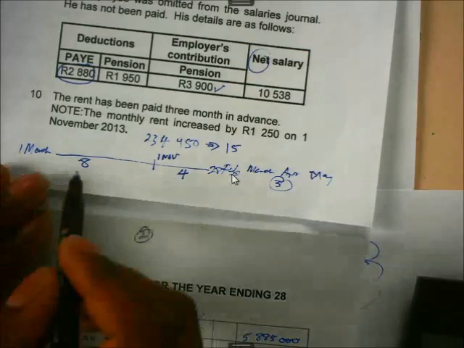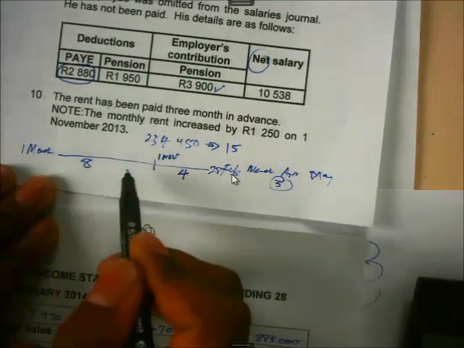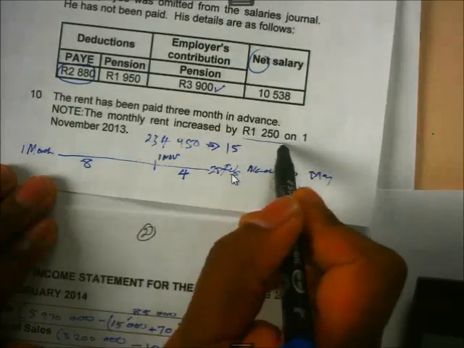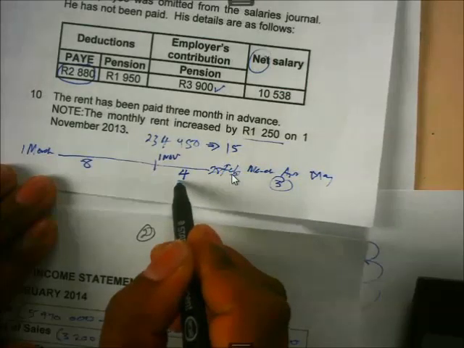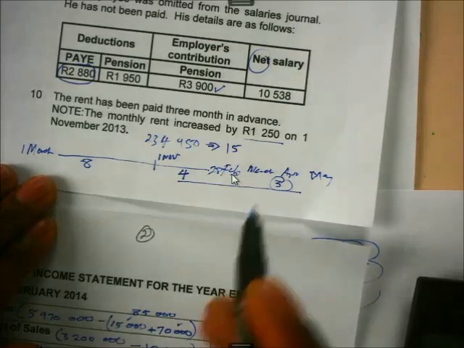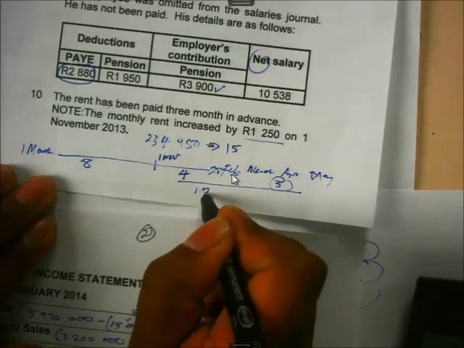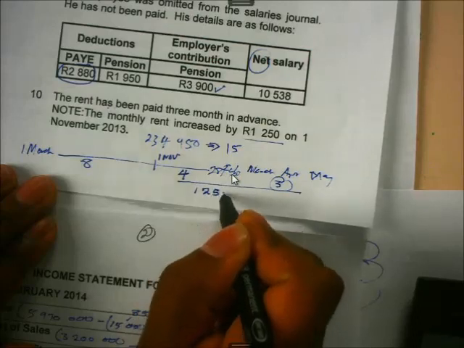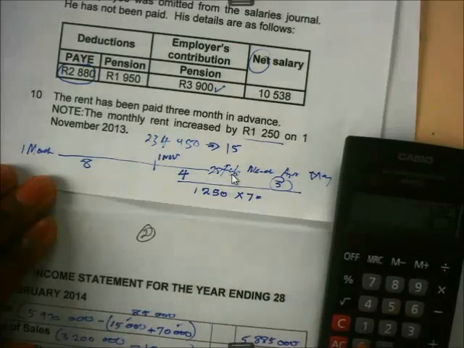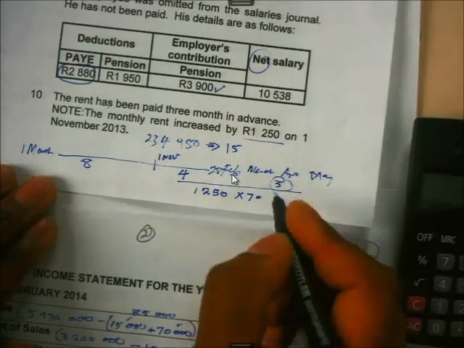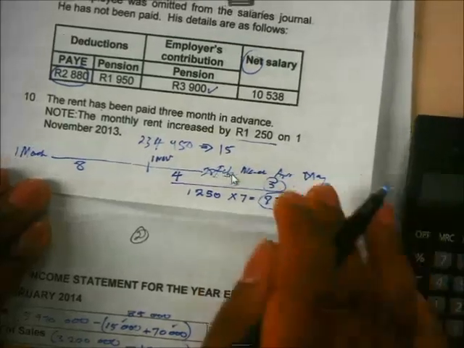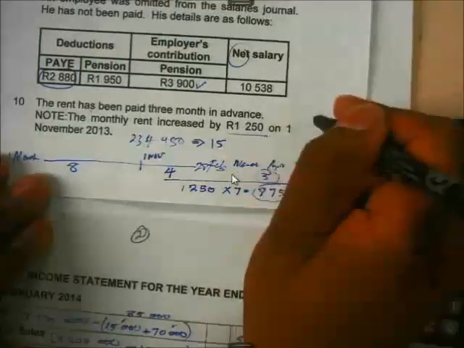Now, for the first 8 months, we paid a certain rent, but from 1 November, the rent increased by 1,250, which means for the next 7 months, we paid an extra 1,250. Now, what I'm going to do, I'm going to get the extra amount for the whole period, 1,250 multiplied by 7. 1,250 by 7, it gives me 8,750.